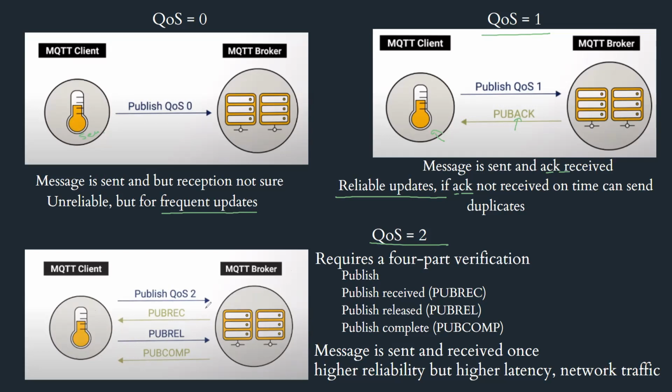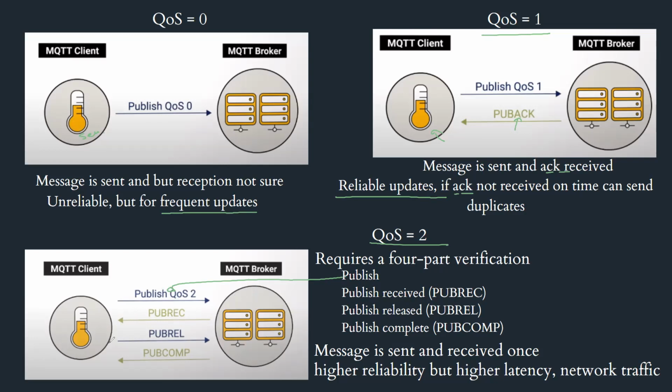In that 4-part verification, 4 types of messages are used. First, the client is sending the data, which we call the publish message, right? It is known as the publish message. And then we have the publish received message. That means the MQTT broker is saying that I have received the message, and that message is sent using a message type called publish received. It is known as pubrec, right? So the pubrec message is sent.